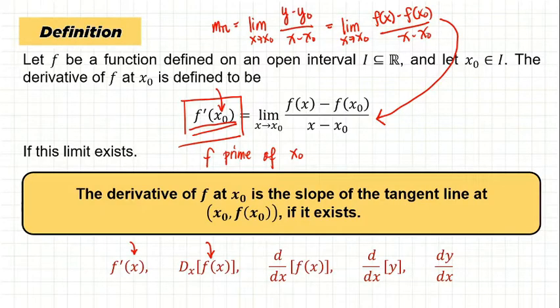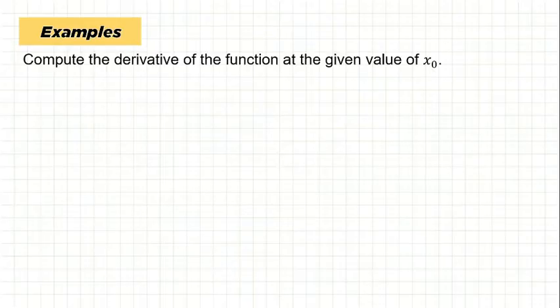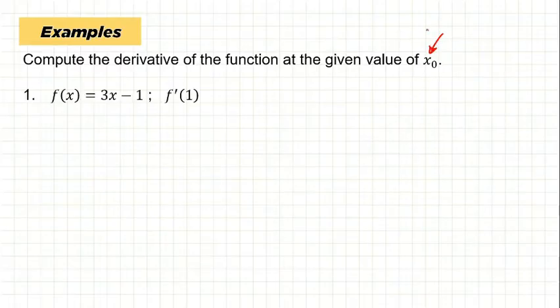So that's it. Now let's try to compute the derivative of the function at the given value of x sub o. So in our examples here, we have specific values of x sub o. Okay? For number 1, we have f of x equal to 3x minus 1. So we will find the derivative of f at x equal to 1. So that is the derivative of f at x equal to 1, or f prime of 1. So our x sub o is equal to 1.